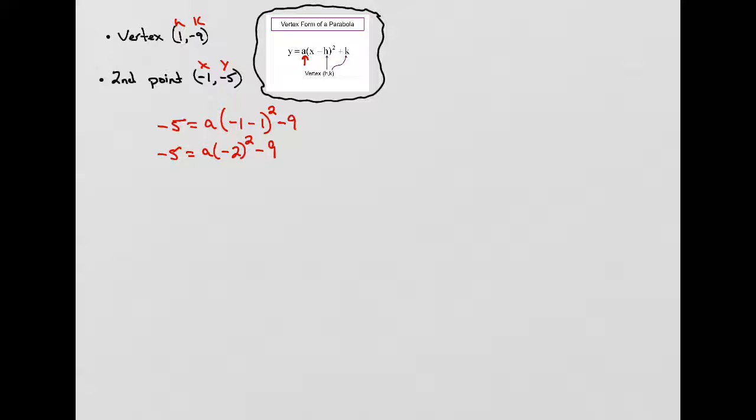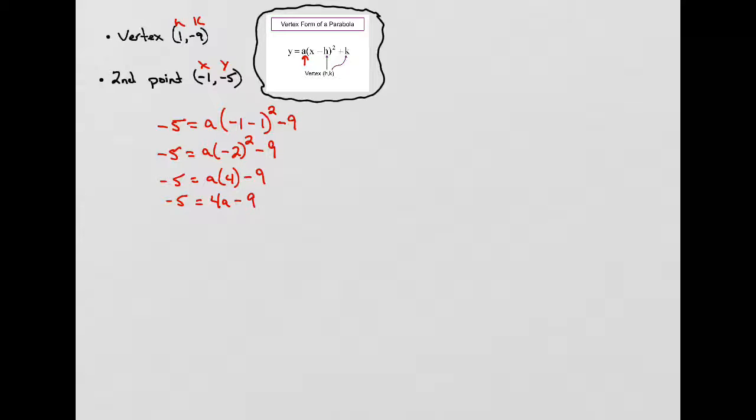A -2 squared is a 4, so this is really a -5 is equal to a times 4 minus 9. And we usually don't write a times 4. We usually write 4a. So I'm just going to swap that around. It's still a -9, and it's still equal to a -5. That's as far as I can simplify this.